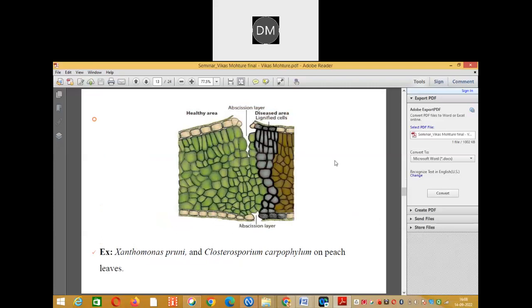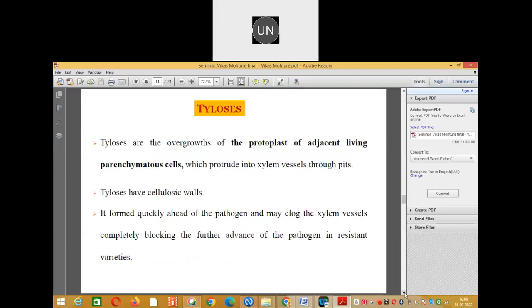If you see this diagram, there is a diseased area, a lignified cell, and after the diseased area there is a formation of the abscission layer. When the abscission layer is formed, this diseased area gets shriveled off and the rest of the area gets protected. In this way, the abscission layer protects the plant from the entry of the pathogen.